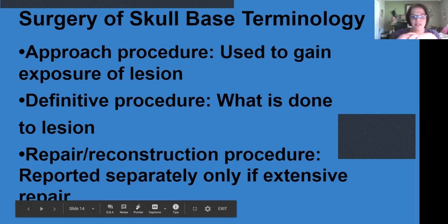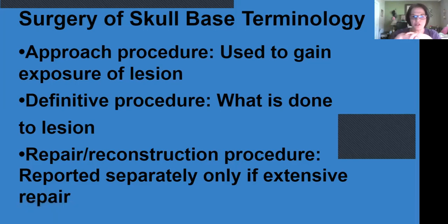Surgery of skull base terminology: approach procedure used to gain exposure of the lesion. Definitive procedure, what is done to the lesion. Repair reconstruction procedure reported separately only if extensive repair.